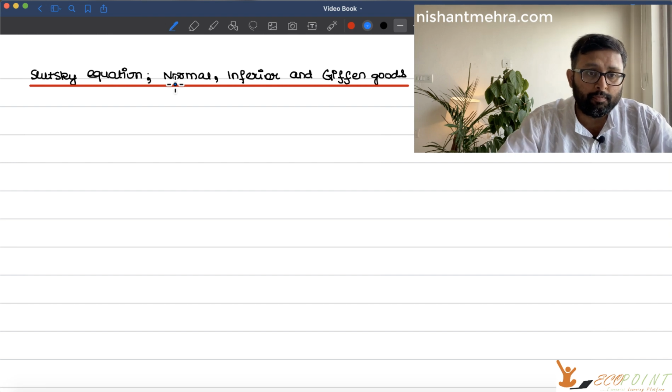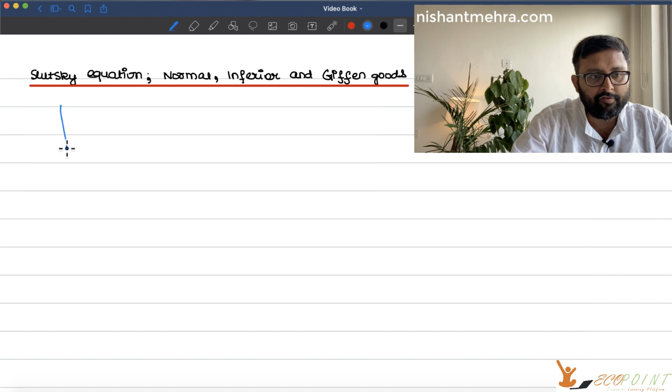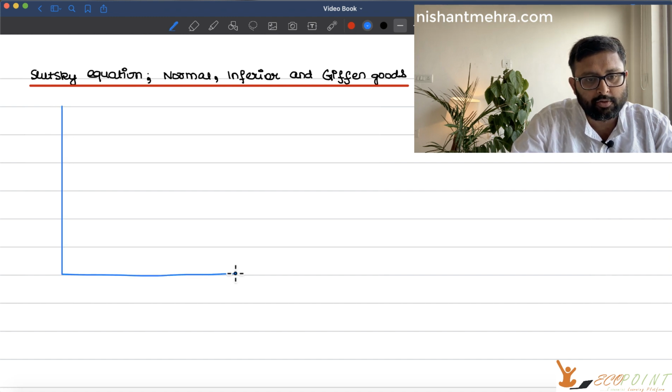Slutsky equation, normal, inferior and Giffen good. So we'll be talking about the normal good, Giffen good and inferior good in terms of the Slutsky equation. If you know from the previous recordings, we have derived the substitution effect and income effect. For a recap, let me very quickly do a diagram and then I'll write about the Slutsky equation.